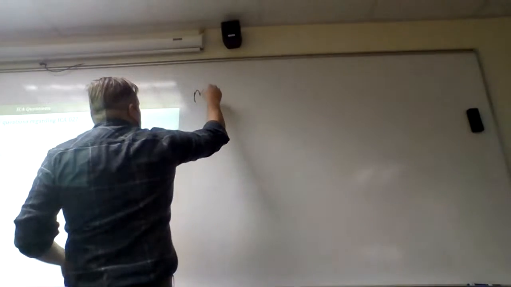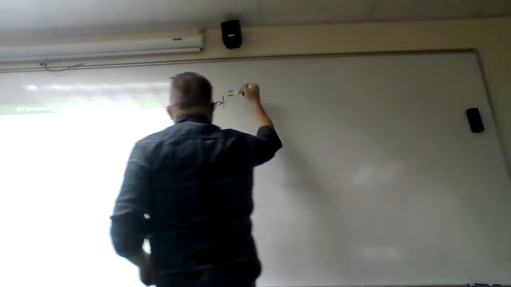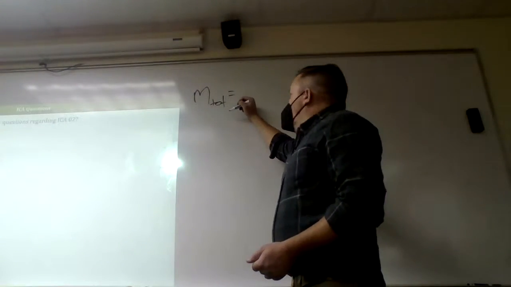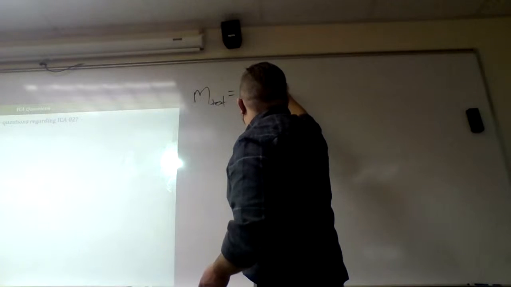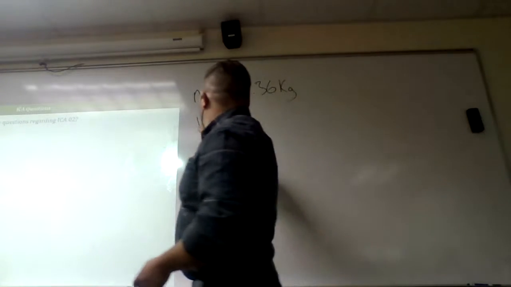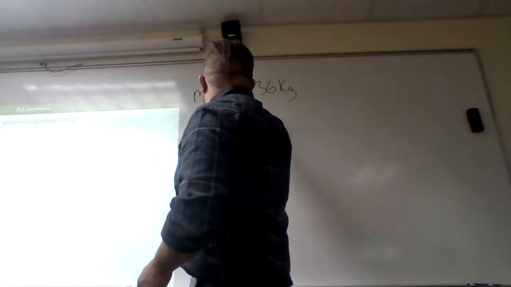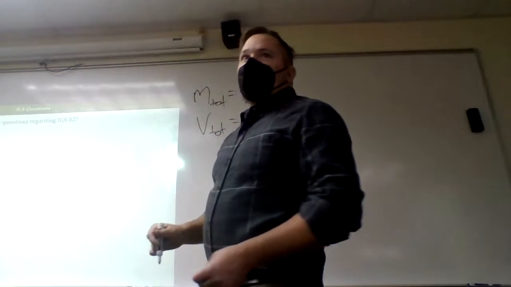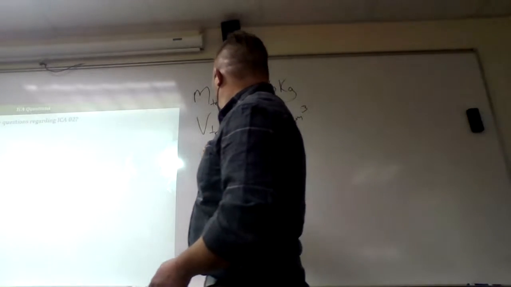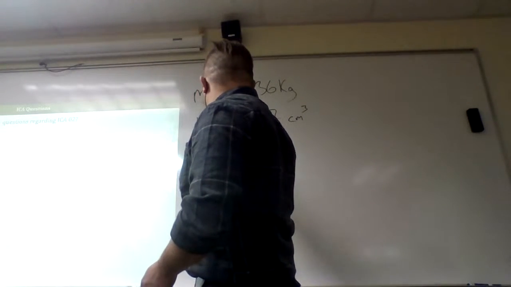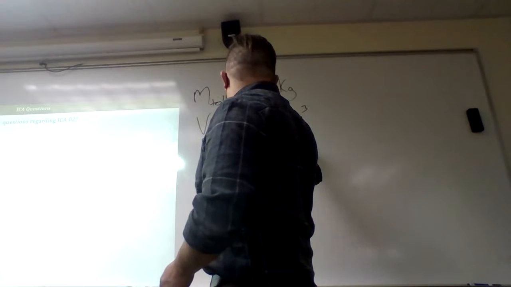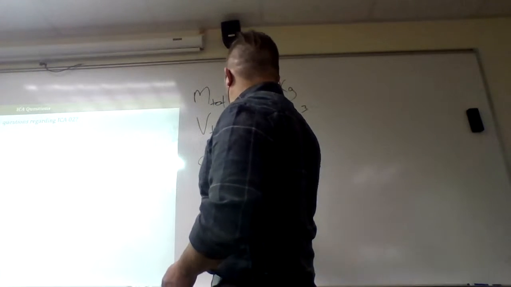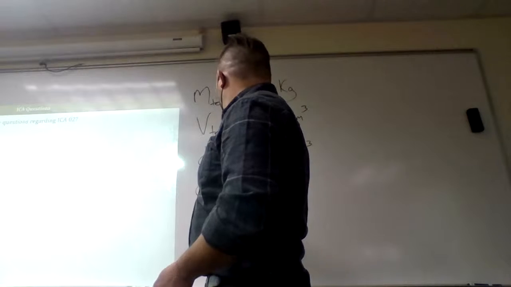What do we know? Total mass, total volume. Don't know. What else do we know? Density of lead, 11.34 grams per centimeter cubed. And copper.